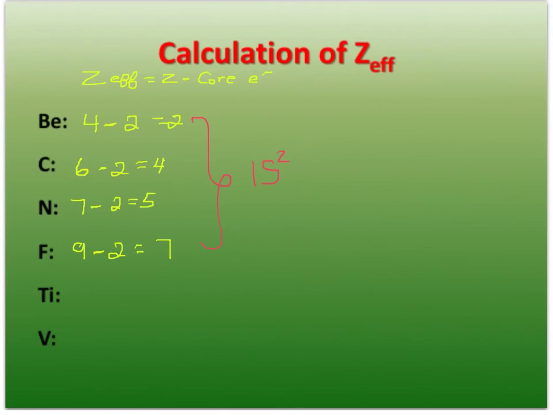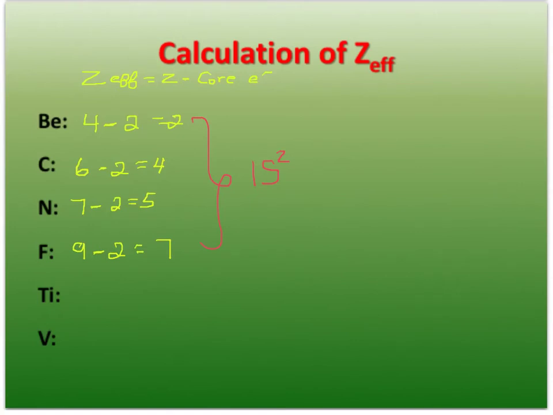What do you see as we go from beryllium across to fluorine? The effective nuclear charge increases. And as we said before, effective nuclear charge is the same as the number of valence electrons. Again, look at where beryllium is. Beryllium has 2 valence electrons. Carbon has 4. Nitrogen 5. And fluorine 7.